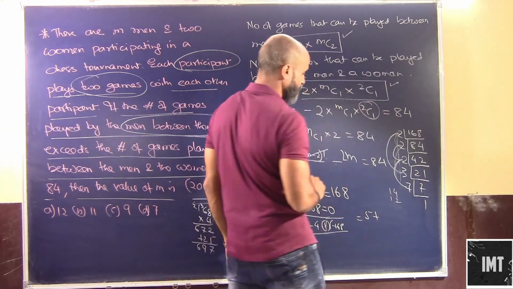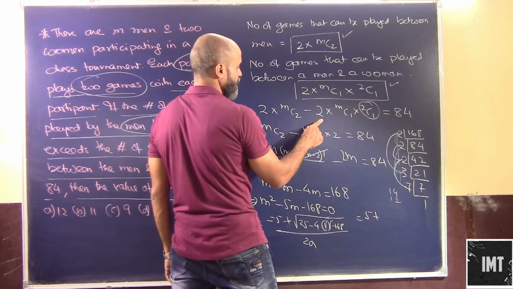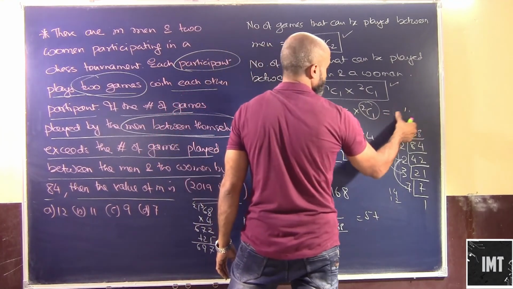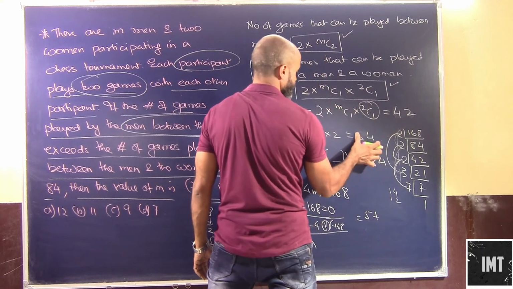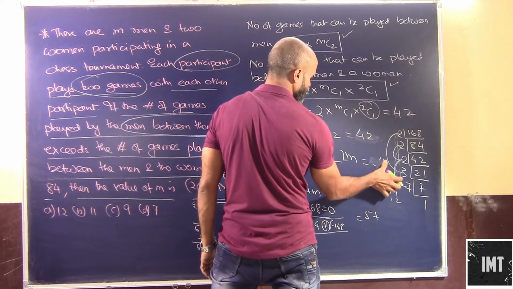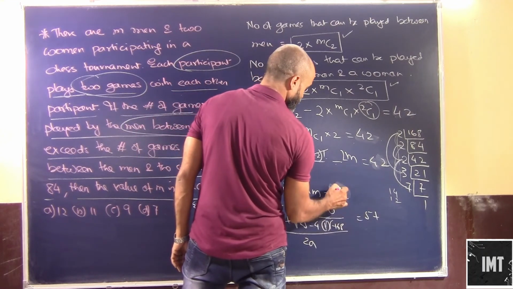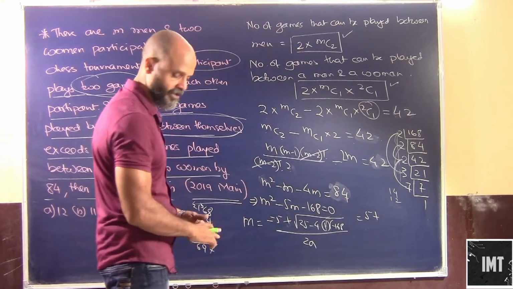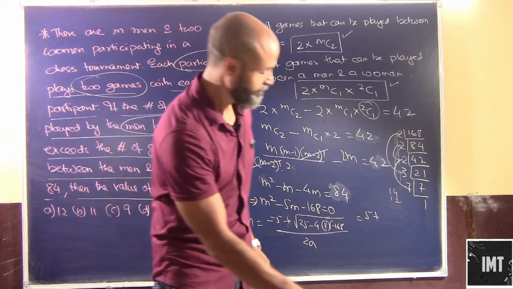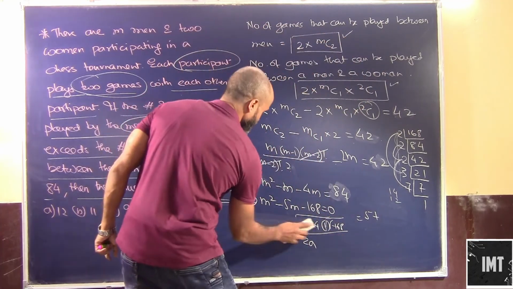Okay, now I understand what I missed out on. When I divided this by 2, this should have become 42. Yes, this should have become 42. So now multiplying this by 2, this should become, I am so sorry, 84. Now this will get solved here.